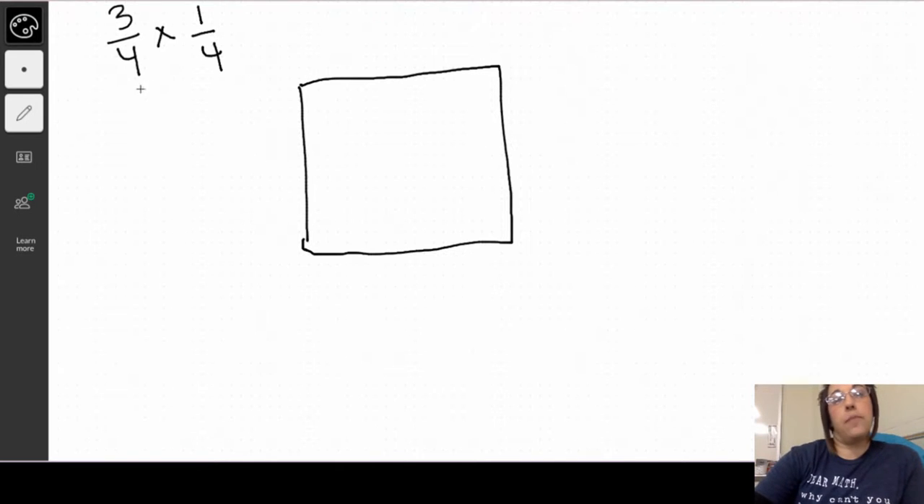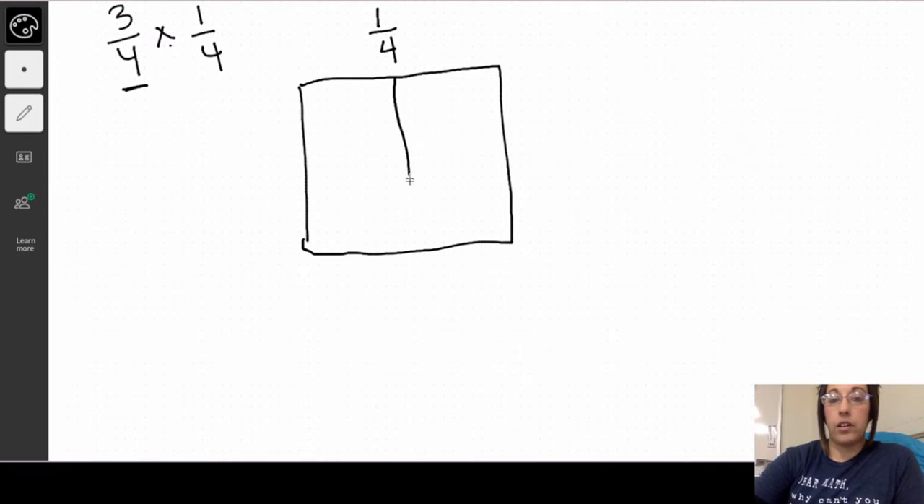So this is talking about, I want to know what 3/4 of 1/4 of this big square would be. So I'm going to start with what I have, which is the 1/4. I'm going to represent 1/4 on this part up here. So when we draw 1/4, we take our square and we draw a pencil line down the middle to cut it in half. And then we take half of each half, which gives us fourths.